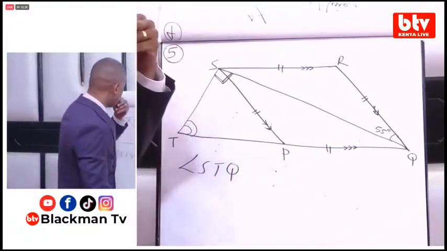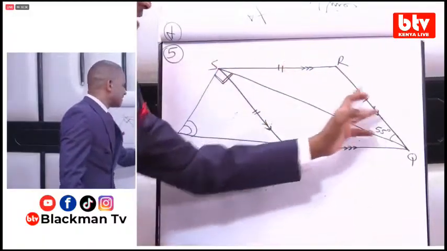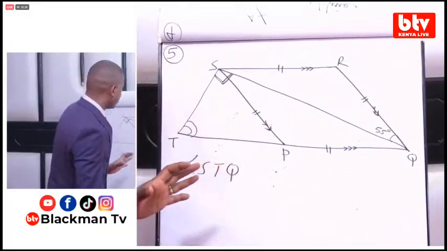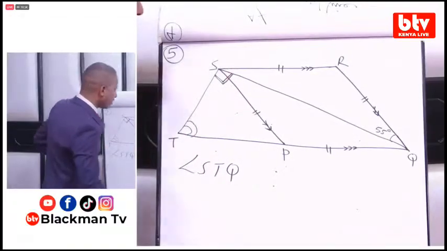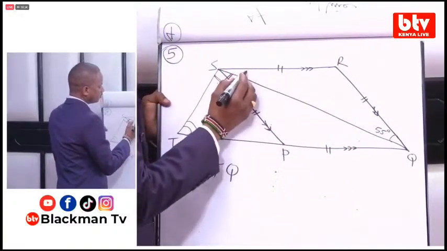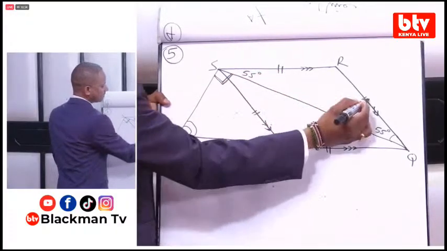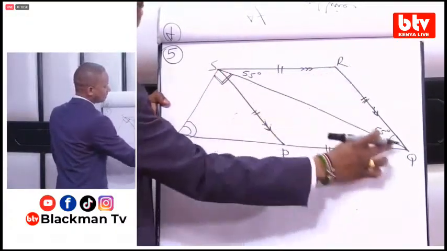All the sides are equal. Then the two opposite sides are also parallel to each other. So this will help you, because the moment you know that this is 55 degrees, this will also give you 55 degrees. Why? Because this and this side are the same, and this is a triangle.